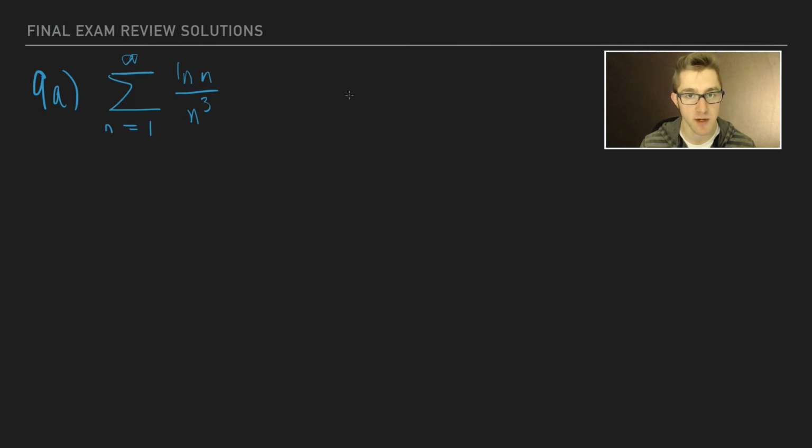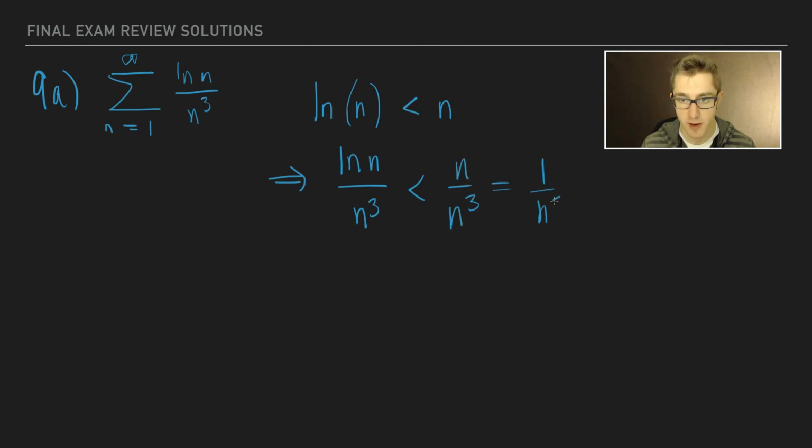To analyze it, we notice that on the top we have the natural log of n, and that is always less than n for n bigger than or equal to 1. And now if we take this inequality and divide the top and bottom by n cubed, we find that our sum of natural log of n over n cubed is less than n over n cubed, which is 1 over n squared.